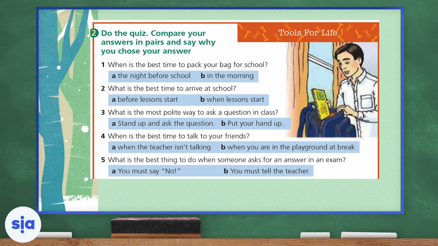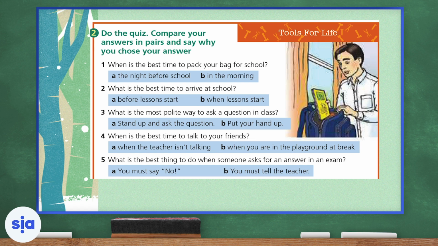Now, my favorite part, do the quiz. Compare your answers in pairs and say why you chose your answer. So, let's read question 1. When is the best time to pack your bag for school? Is it the night before school or in the morning? Choose one answer and write it down on a piece of paper.